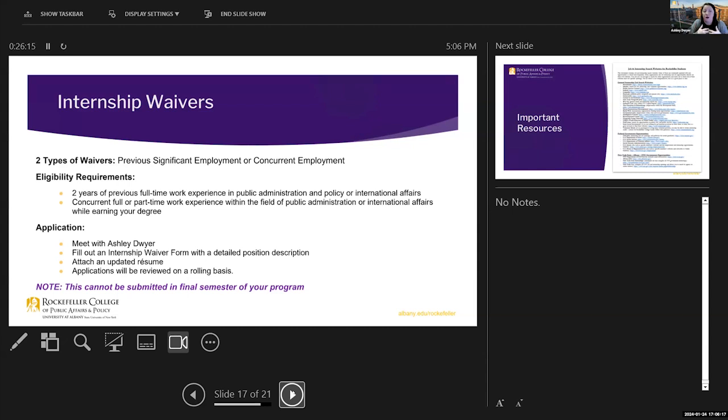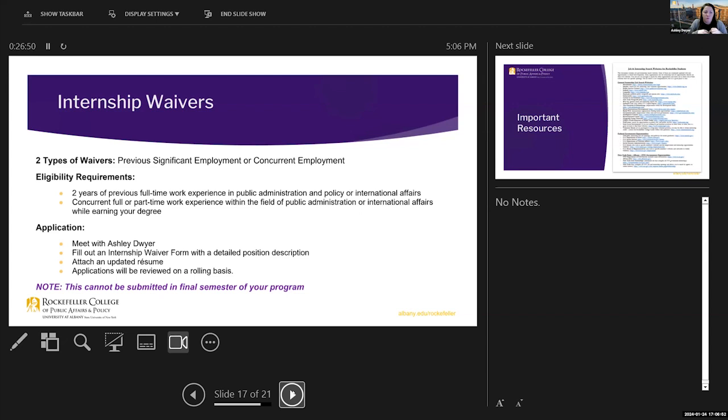The second way is concurrent full or part-time work experience within the field of public administration or international affairs while earning your degree. Again, that needs to be relevant to public administration, policy, or international affairs. Concurrent means you don't necessarily have 2+ years prior, but you received a job while you're in the program, either prior to or early on in the program, and you are pursuing the program at the same time.